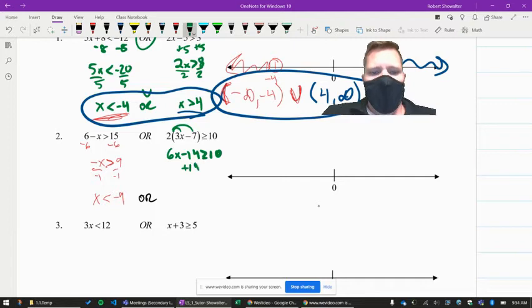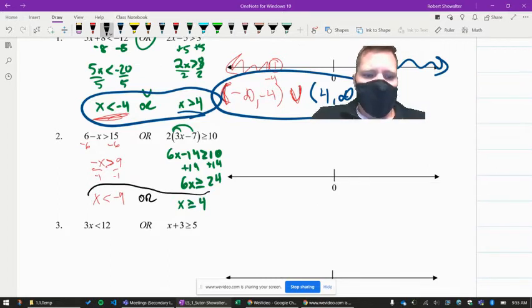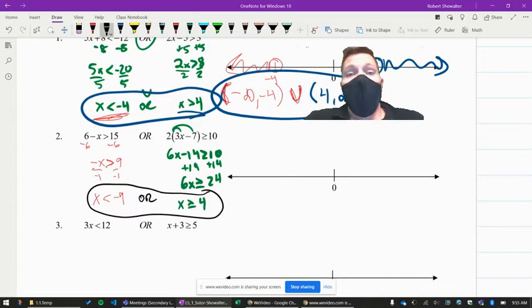Keep it going. 6x is greater than or equal to 24. Divide by 6. x is greater than or equal to 4. Okay. So now we have these two that are working together because it was a single statement with an or, so we're going to graph them on the picture.